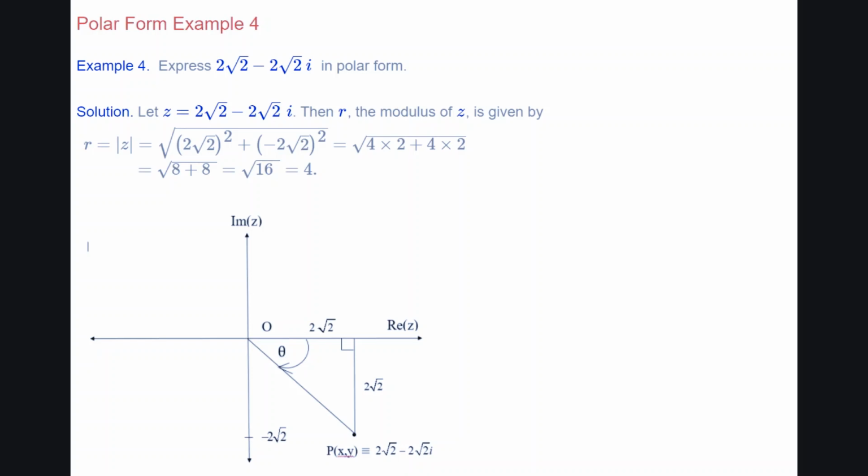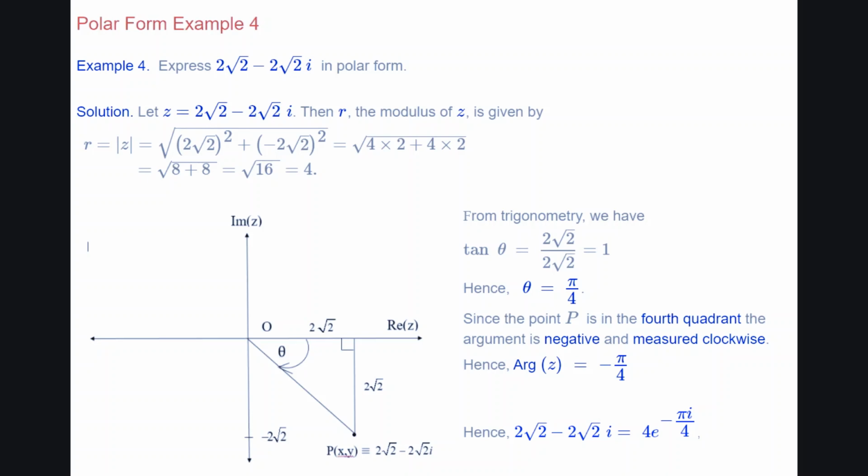For the argument, we draw a diagram, and we see that the point P, representing z, lies in the fourth quadrant. And from trigonometry, we have tan theta is 2 root 2 over 2 root 2, which is 1. So angle theta is pi on 4. However, the point P is in the fourth quadrant, so the argument is negative because it is measured in the clockwise negative direction. So the argument of z will be minus pi on 4. Hence, 2 root 2 minus 2 root 2 i is 4 e to the minus pi i on 4.